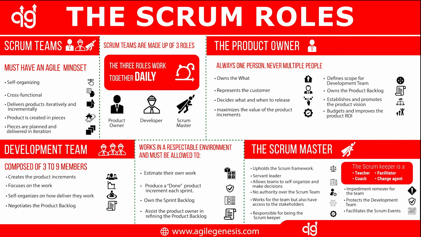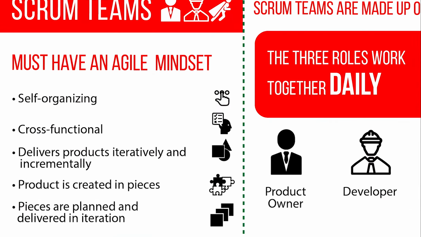Welcome to the Scrum Team in a nutshell. Scrum teams are self-organizing and cross-functional. Self-organizing means that the teams are free to choose how they work. Cross-functional means that they have all the competencies needed to accomplish the work. For example, a UX designer, a Java developer, a tester, and a technical writer on the same team.